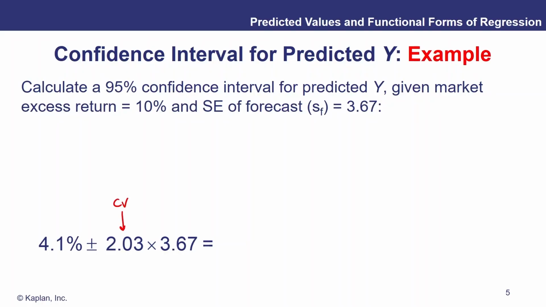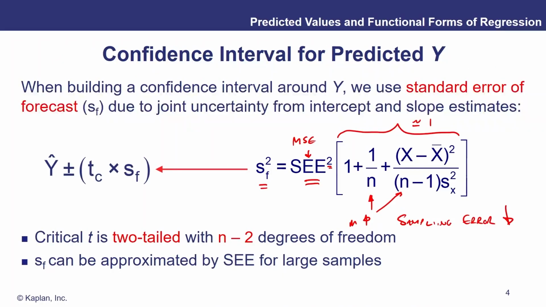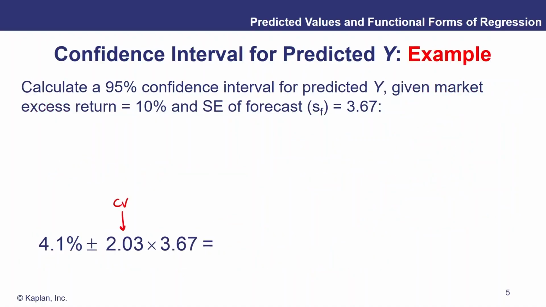It comes from a student's t distribution. And as per the previous slide, I'll just go back to the previous slide. Okay, we are using a t-table with n minus k minus 1 degrees of freedom. Again, we've only got one independent variable at level 1, so it's n minus 2 degrees of freedom. So we should be able to look up that 2.03 by using a t distribution. We're doing 95% confidence, so we've got 2.5% in either of our tails.